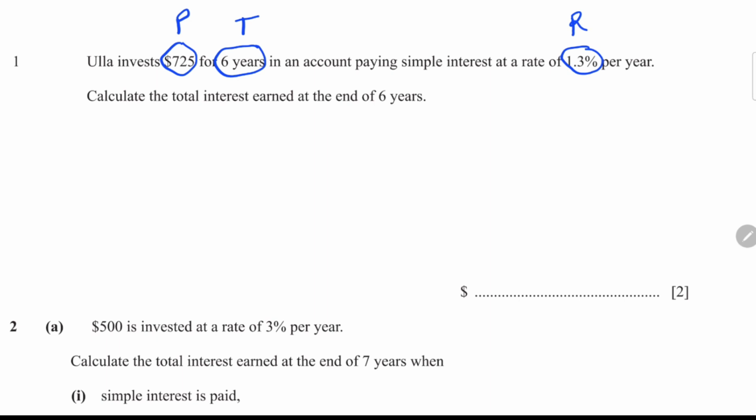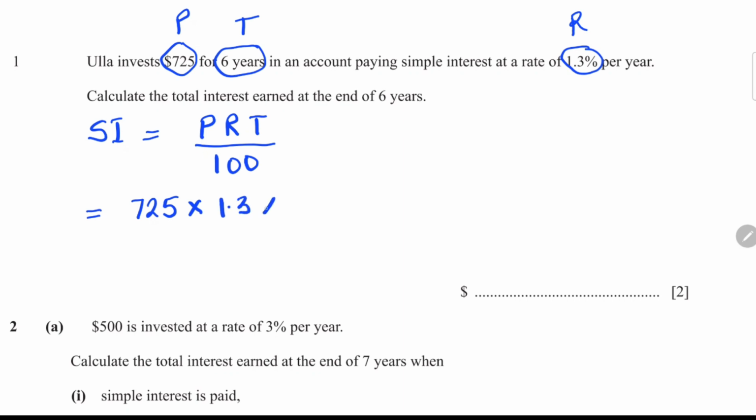Noting this, you need to just apply your formula. Remember, our simple interest formula states that simple interest is given by principal times rate times time over 100. So we will just substitute our values in here. It's going to be 725. Our rate is 1.3%.